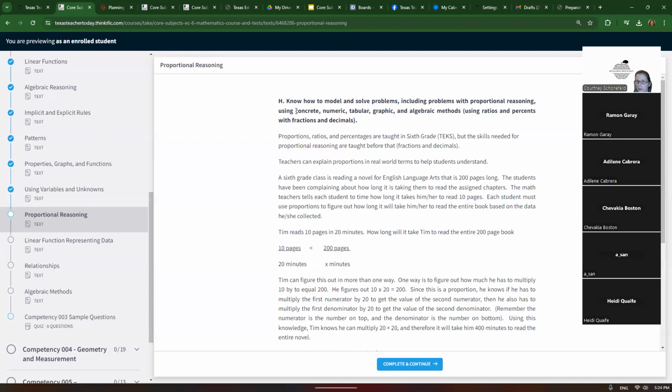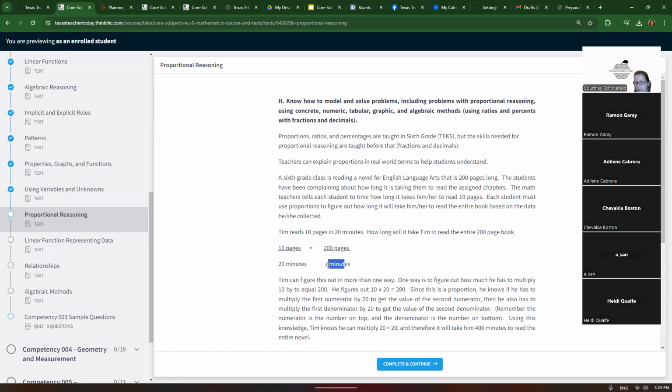So, for example, Tim reads 10 pages in 20 minutes. How long will it take him to read the whole book? So we would set it up like this: 10 pages over 20 minutes equals 200 pages over x minutes, right? The same unit has to be on the top. Then we can cross multiply to solve, right? 20 times 200 equals 10x.